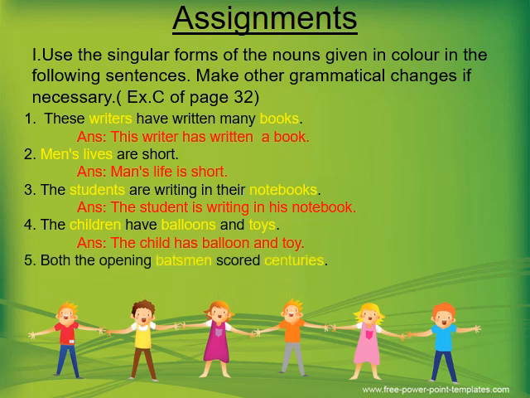Now the fifth part, both the opening batsmen scored centuries. So here children, batsmen and centuries are the plural nouns. So what is the singular noun of batsmen? It is batsman. And what is the singular noun of centuries? It is century. So let's see what sentence will be. Both the opening batsman scored century. So I hope you have understood this question. Now let's come to the next question of your assignment.